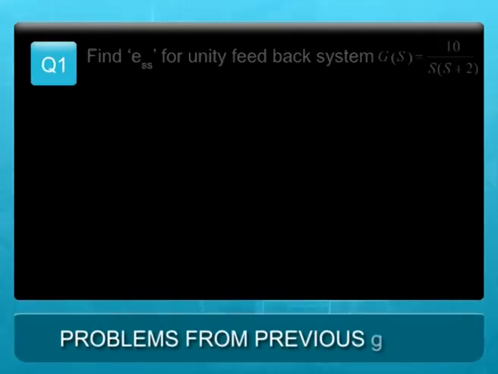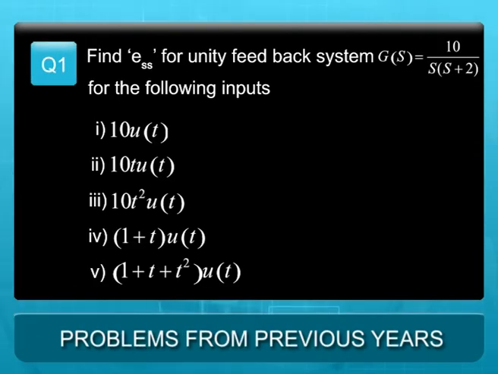Problem 1: find the steady state error for a unity feedback control system whose G(s) is given by 10 by s into (s plus 2), for the following inputs: 10 u(t), 10 t u(t), 10 t square u(t), (1 plus t) u(t), and (1 plus t square) u(t).